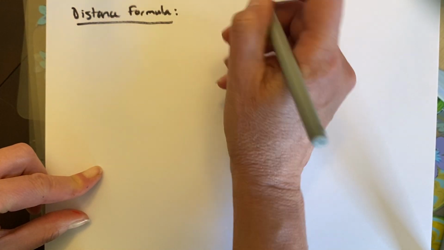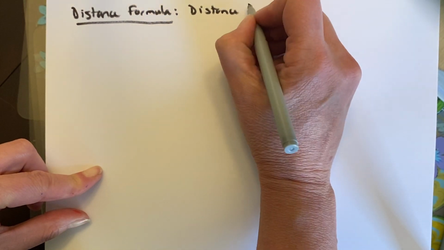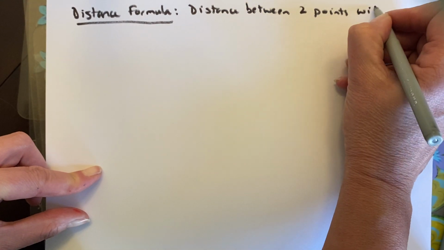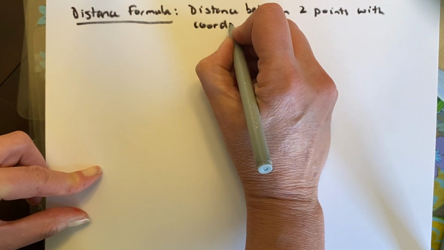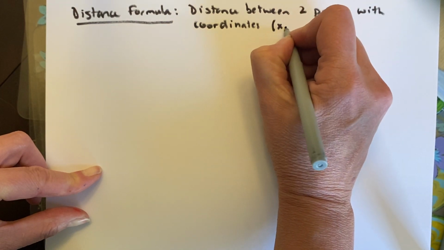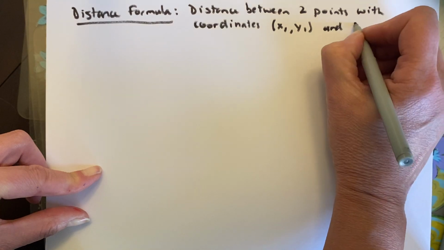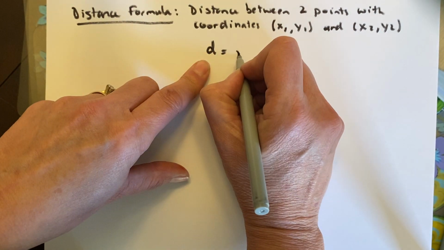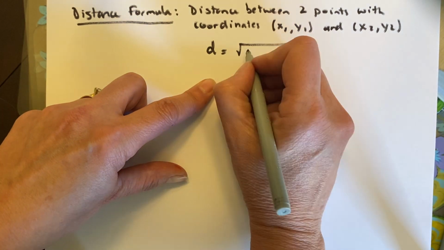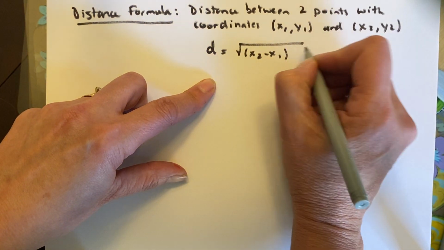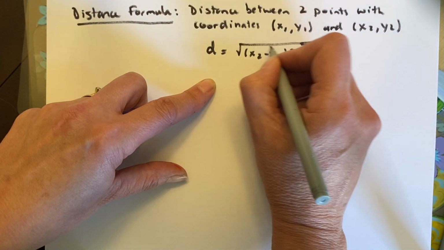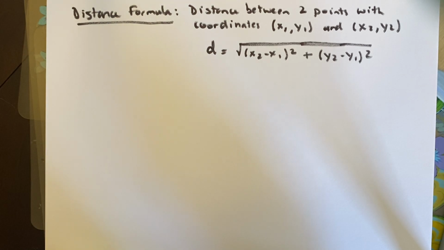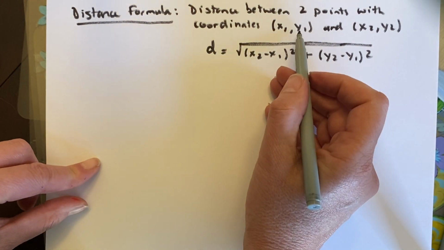So the distance formula again says the distance between 2 points with coordinates x1, y1 and x2, y2 are d equals the square root of x2 minus x1 squared plus y2 minus y1 squared.